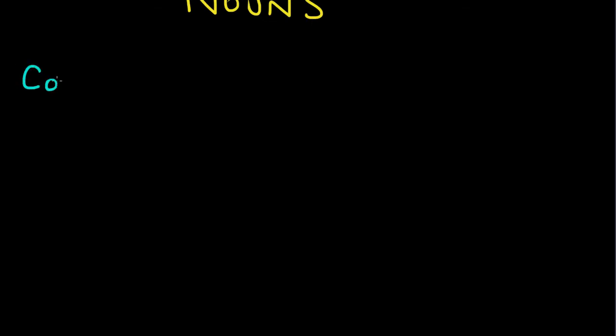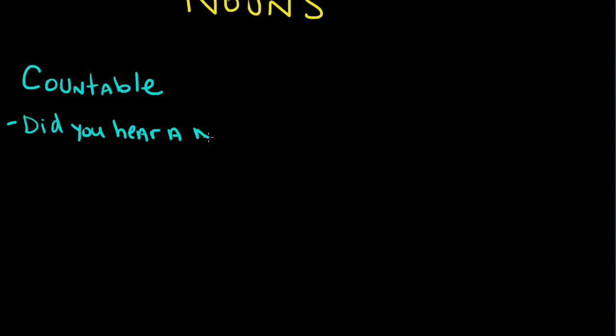Here these nouns are used as countable. For example, did you hear a noise? We use a before countable nouns. In this sentence, we mean a specific noise.